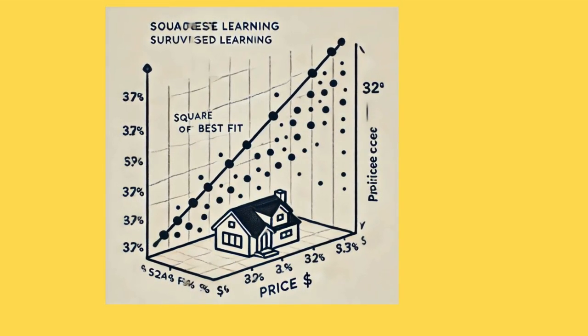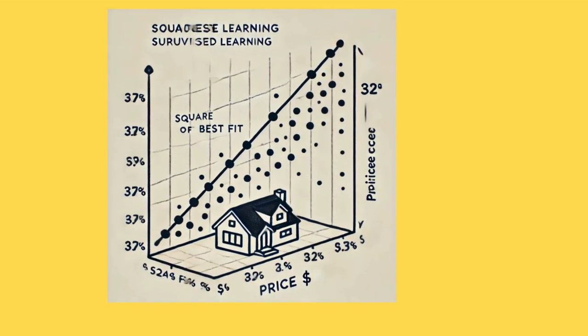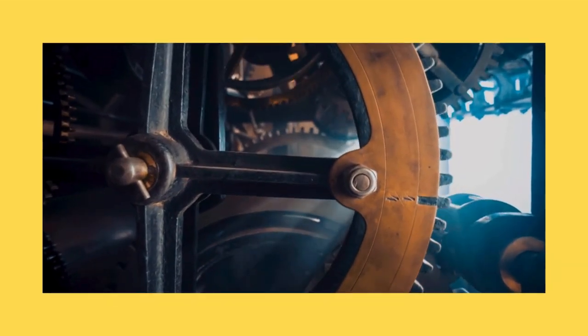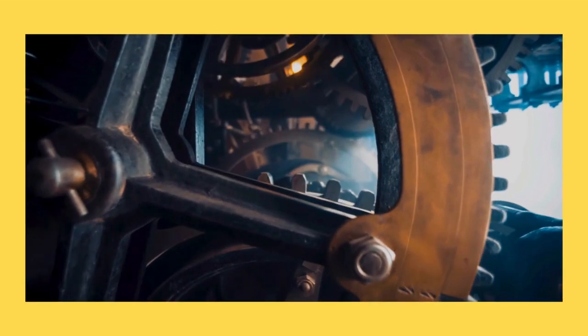For both classification and regression, the model goes through a training process. It uses the input data along with the correct output to find patterns. The goal is to minimize the difference between its prediction and the actual labels.